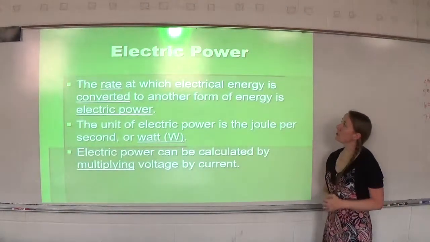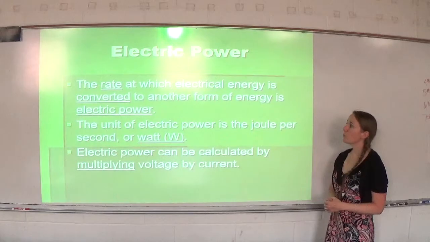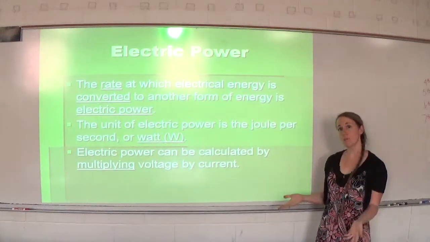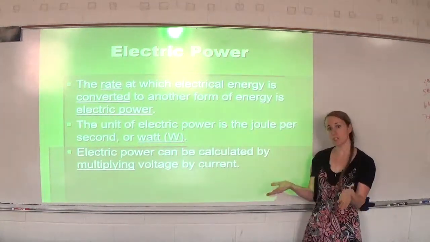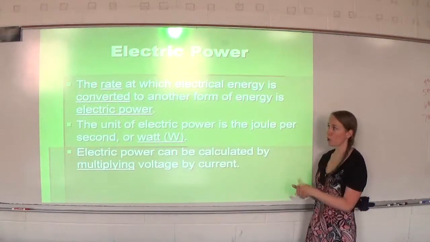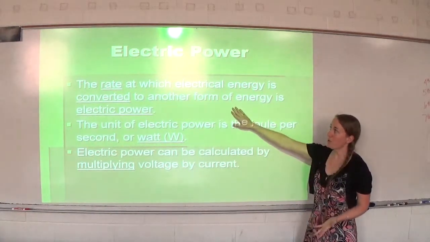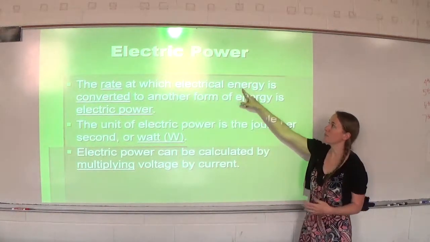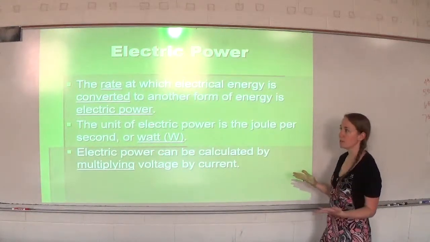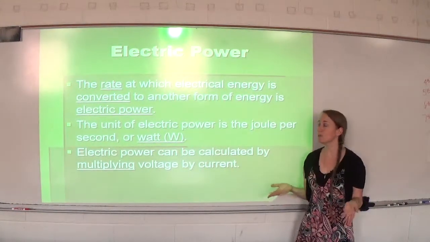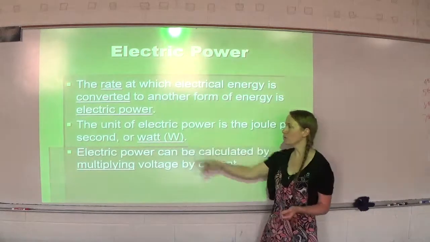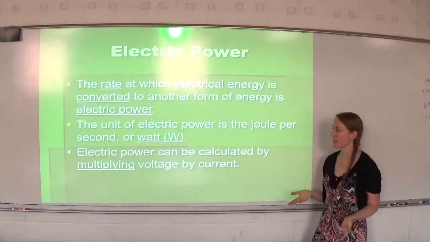The rate at which electrical energy is converted to another form of energy is called electric power. So we've talked about power before. Power that we've discussed before was how fast you can do work. Well, in electric power, we're talking about how fast we can convert electrical energy into something else. The unit of power is the same that we learned before. It is watt, or capital W, because it is a joule per second.